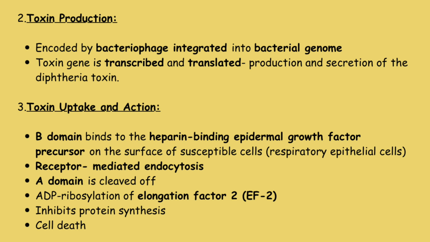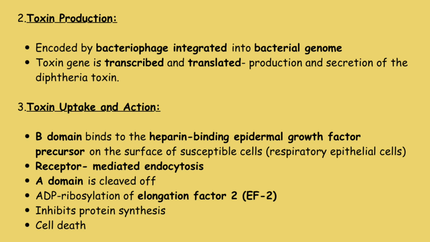Toxin uptake and action. The B domain, that is the receptor binding domain of the diphtheria toxin, binds to heparin binding epidermal growth factor precursor on the surface of susceptible cells such as respiratory epithelial cells. This heparin binding epidermal growth factor precursor is a transmembrane protein, and it plays a crucial role in various cellular processes such as cell proliferation, differentiation and migration. Following binding, the toxin is internalized into the cell via receptor mediated endocytosis.